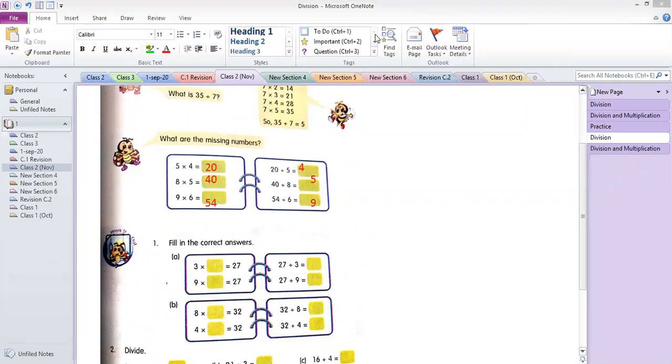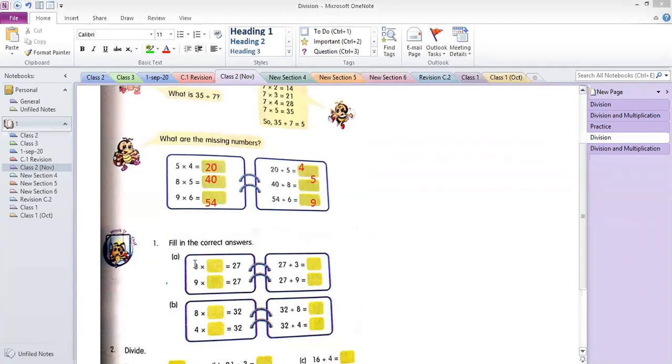Sharif Ahmad. Yes, Sharif. 3 multiplied by dash equals 27. 3 multiplied by 9 equals 27, and 9 multiplied by 3 equals 27. 27 divided by 3 equals what? Equals 9. And 27 divided by 9 equals 3.